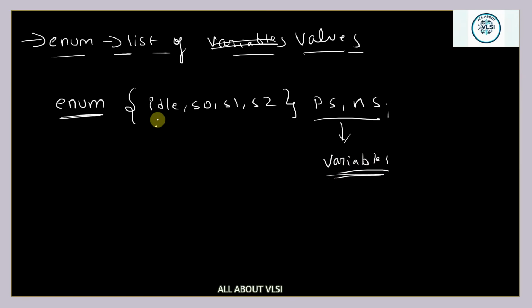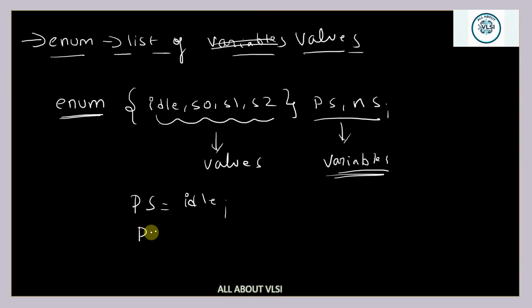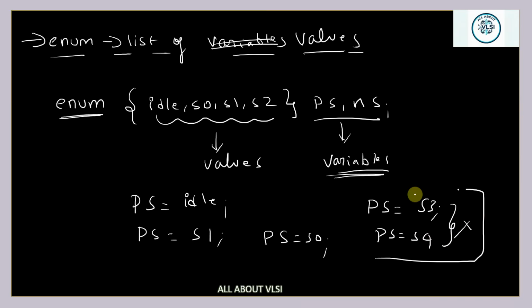Now these variables can have only these values assigned. You can only have PS assigned to idle, or you can only have PS assigned to S1, or you can only have PS assigned to S0. That's it. You cannot assign PS equal to S3 or PS equal to S4. Not at all, it will not allow. So if you declare any variable with an enum data type with some list of values, then that variable can only be assigned that particular list of values.